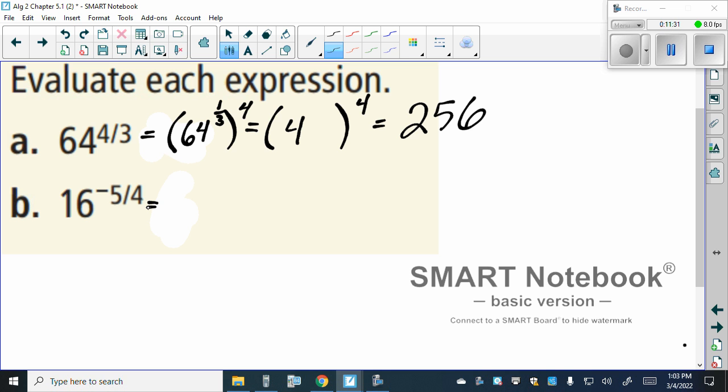16 to the negative 5/4. Well, what can we do first in evaluating this? Well, the exponent's negative, so we need to make it positive by moving it down to the denominator. And then we can rewrite this as 16 to the 1/4 to the 5th.